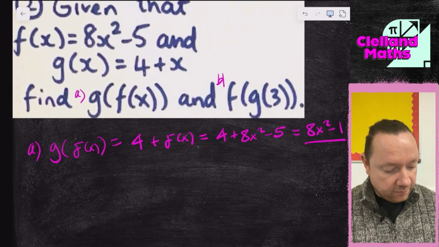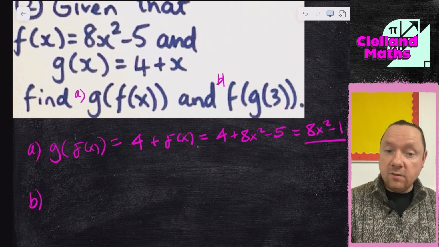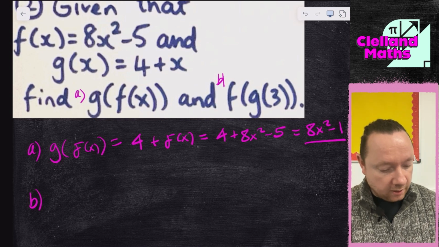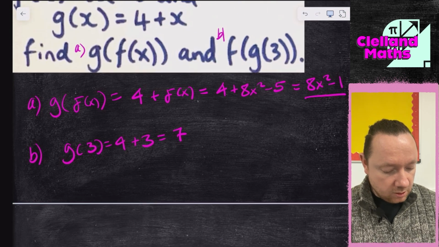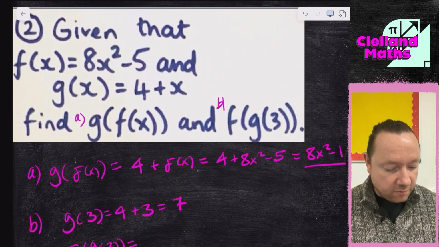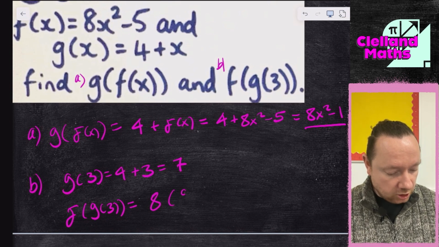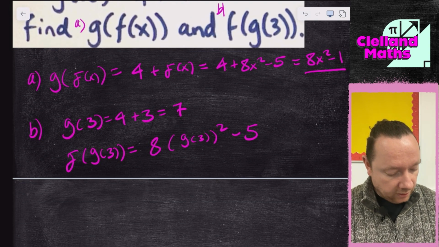Part B, find f of g of 3. f of g of 3, there's two ways to do it. You can find f of g of x first, and then sub in 3, or you can just do it directly. Let's do it directly. f of g of 3. So let's work out g of 3 first. That's 4 plus 3, which is 7. So to work out f of g of 3, that means that in f of x, I've got 8x squared minus 5. I want to sub in 8 g of 3 squared minus 5, because g of 3 is turning into the x.